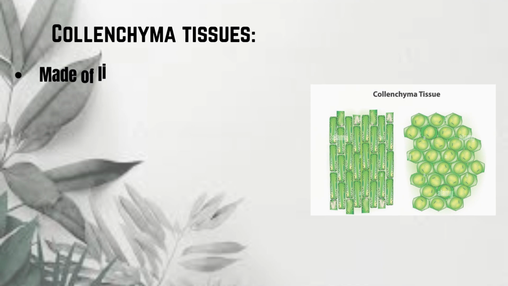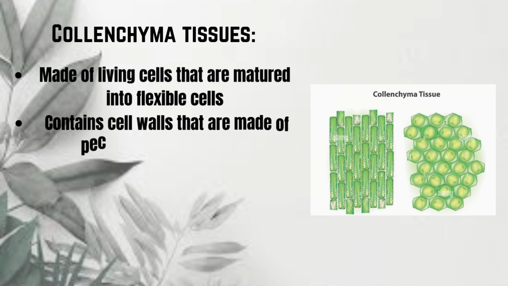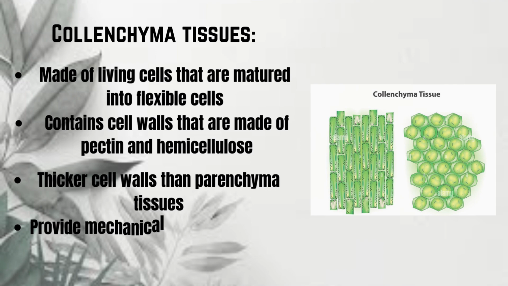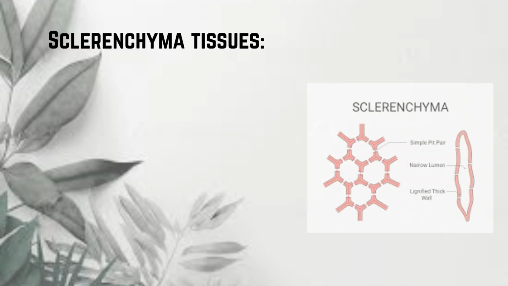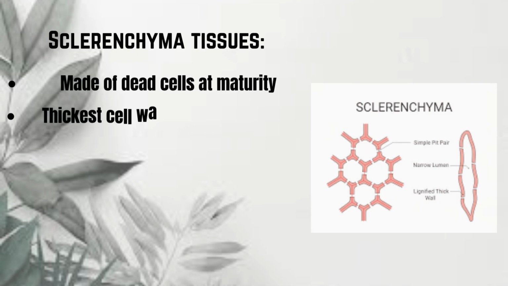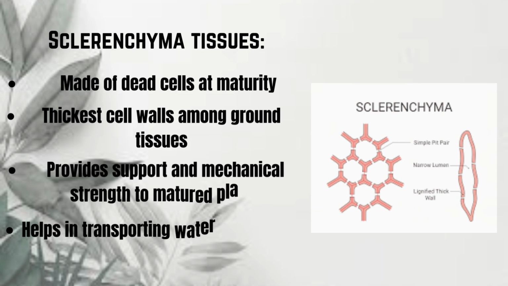Collenchyma tissues are made of living cells that are matured into flexible cells. They contain cell walls that are made of pectin and hemicellulose. Collenchyma tissues have thicker cell walls than parenchyma tissues, and they provide mechanical support and elasticity to plants. Sclerenchyma tissues are made of dead cells at maturity. They have the thickest cell walls among ground tissues and provide support and mechanical strength to mature plants. They also help in transporting water and nutrients.